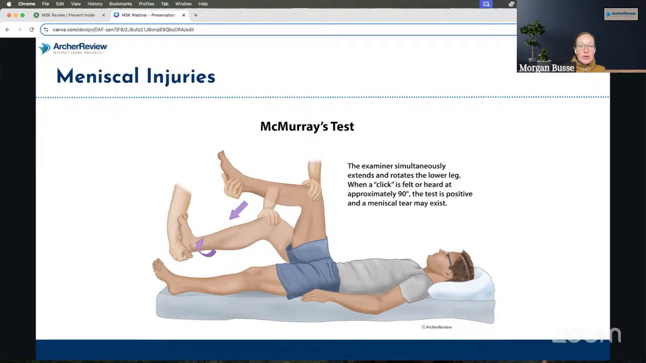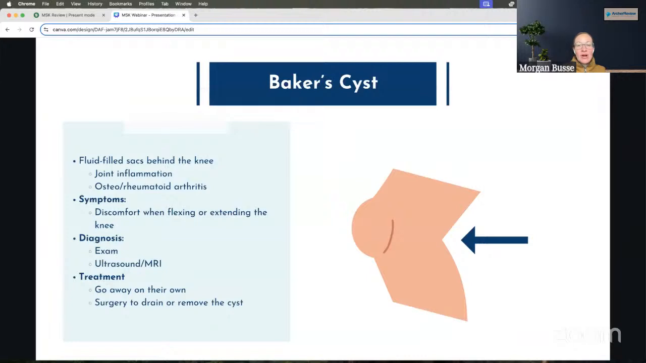All right. So moving on now, we have what's called our Baker's cyst. This is a super, super common phenomenon that you're going to see if you're working in the primary care or sports medicine arena. What a Baker's cyst is, it's a fluid-filled sac behind the knee. So we know that if there is some fluid, you can palpate it behind the knee.